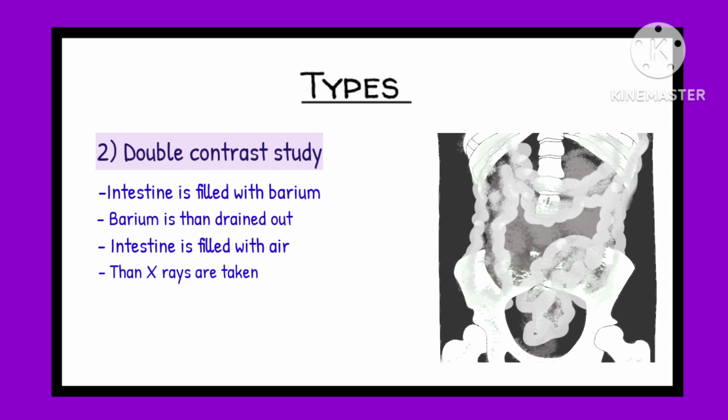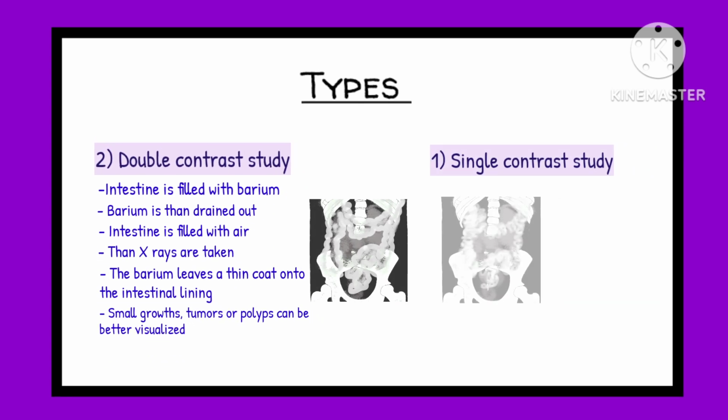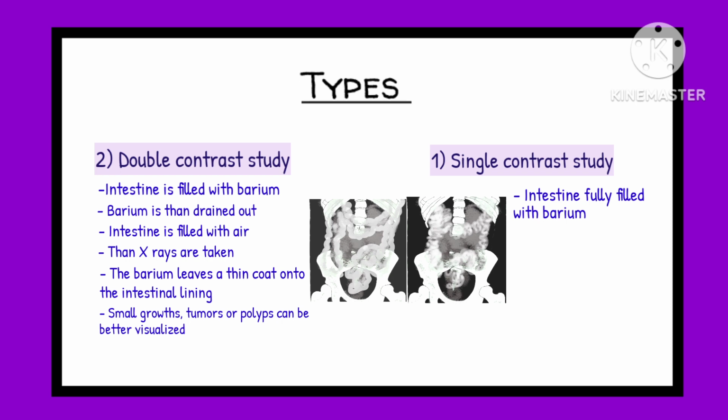The barium which was administered leaves a thin coat of lining on the intestine, and thus small growths or tumors or inflammation can be better visualized on this type of barium study than the single contrast ones. In single contrast study, the whole lumen of the intestine is filled with the barium, so polyps or growths cannot be seen on this study. It may only help in identifying obstruction, adhesions, etc.